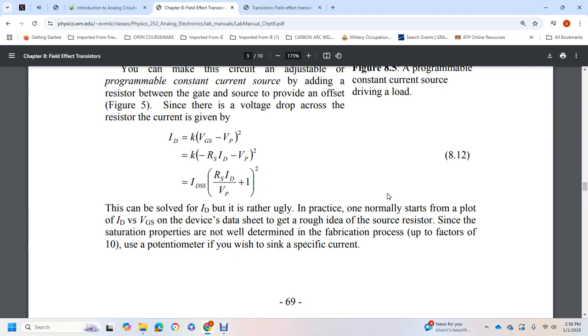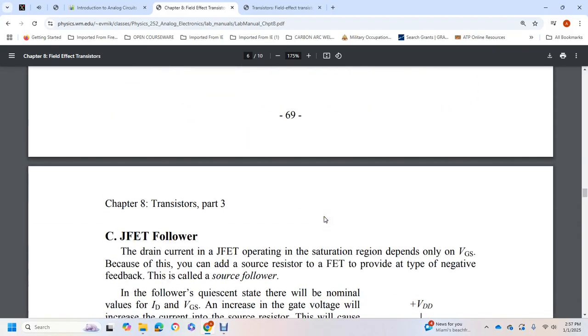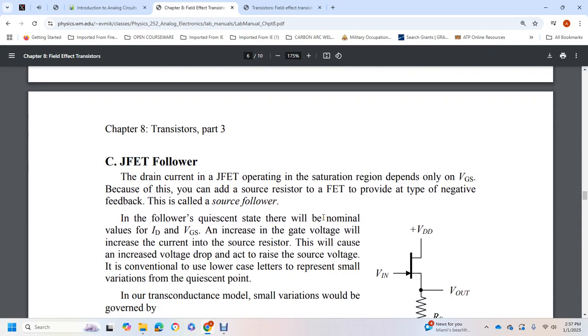Some of the saturation properties are not well determined in the fabrication process, up to a factor of 10. Use parameters if you wish to sink a specific current. The JFET, the junction field effect transistor follower.